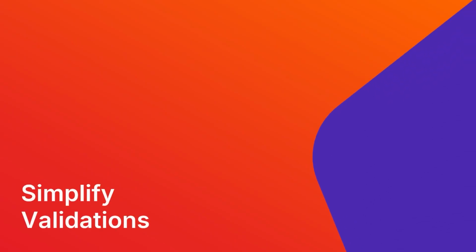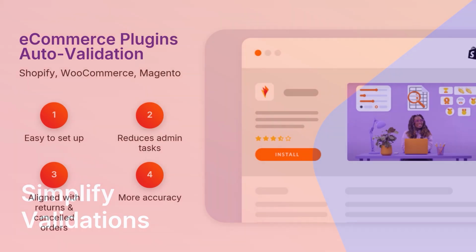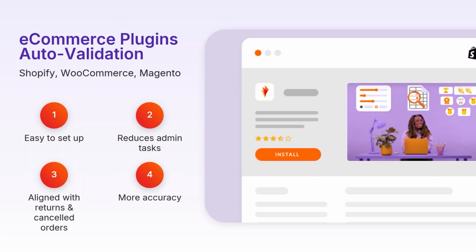So you might be wondering how you can make the validation process quicker and easier for you. The following slides go over some time-saving tips for validations. Using an e-commerce plugin like Shopify, WooCommerce or Magento can save valuable time by automating the transaction approval process. This means no more manual checks. Everything happens automatically, letting you focus on other tasks. The best part is you're still in control.